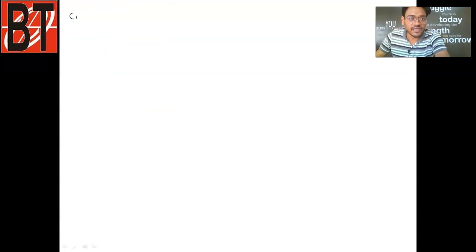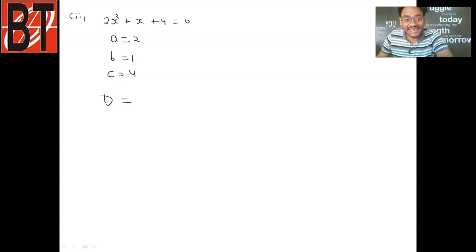Second one, and I am just changing a little bit of the question. Okay, now students, the question is 2x square plus x plus 4 is equal to 0. Here again the value of a is plus 2, the value of b is plus 1, the value of c is now plus 4. Now if I calculate D here, I will have again b square minus 4ac.